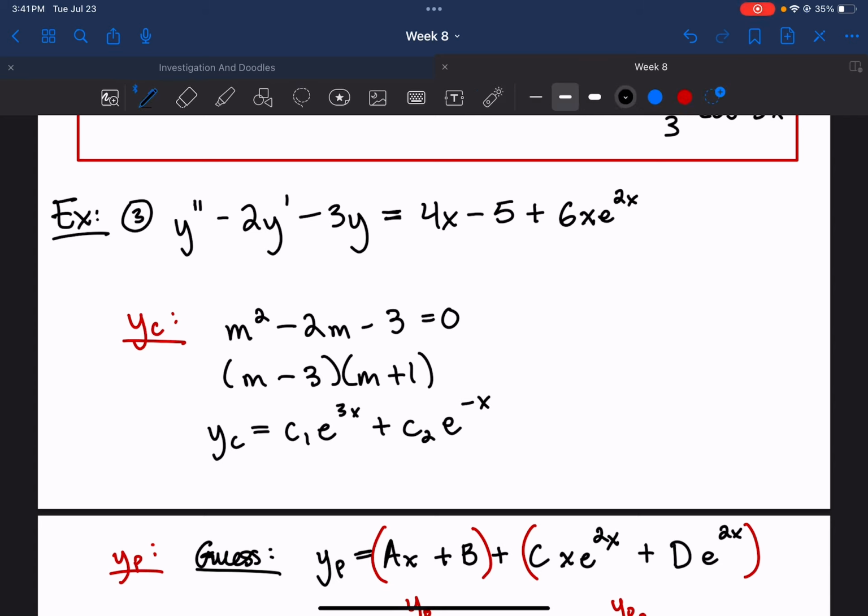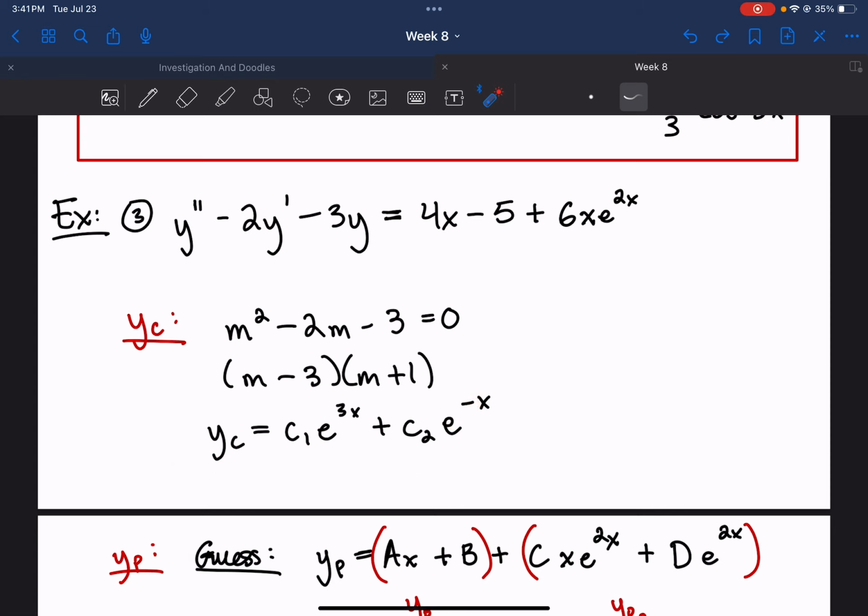Number 3. y double prime minus 2y prime minus 3y equals 4x minus 5 plus 6x e to the 2x. Okay, let's go one step at a time. Step 1. We're going to solve the associated homogeneous equation, right? m squared minus 2m minus 3 equals 0. Factor that guy. My homogeneous solution is c1 e to the 3x plus c2 e to the negative x.